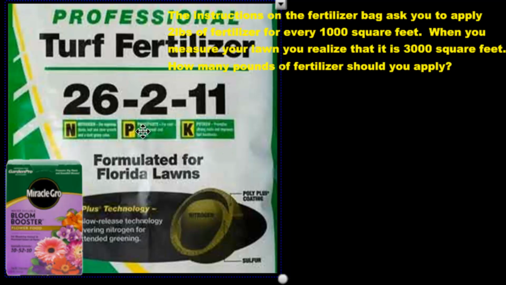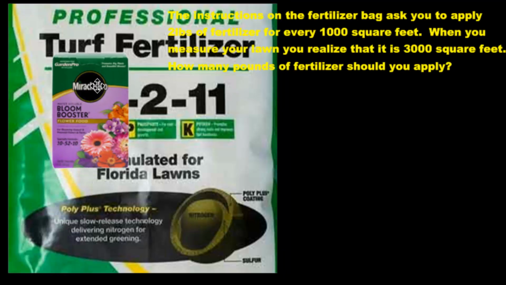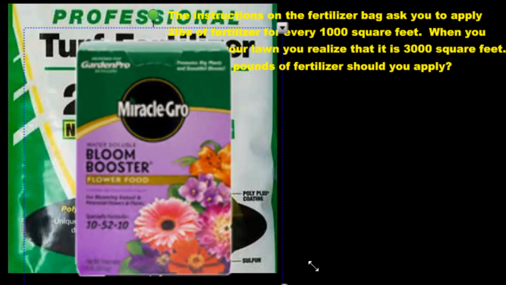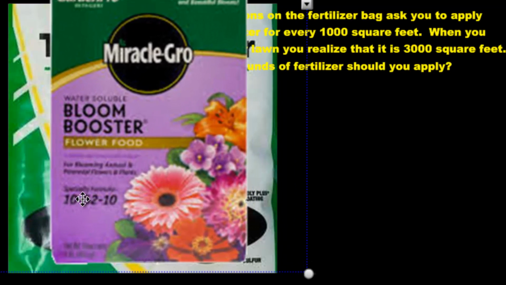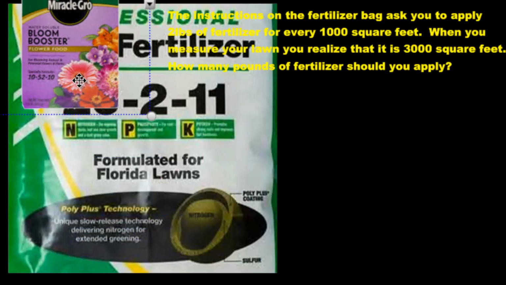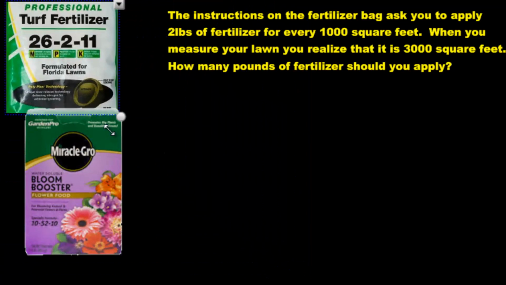But look at this middle number here, phosphorus. Not very much in this ratio here. But when you look at something like Miracle-Gro, because you need phosphorus to make flowers bloom, you've got 52 parts of it for only 10 parts of nitrogen. You see how the ratios change depending on what you need the stuff for? So that's another practical use of fertilizer.